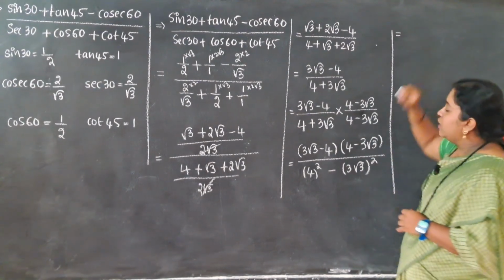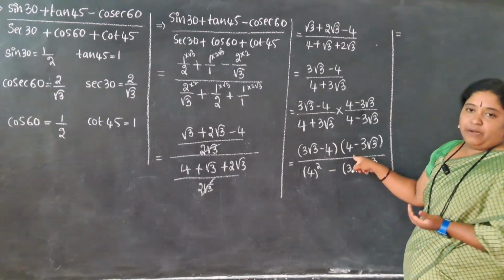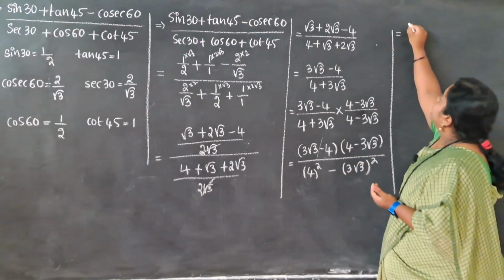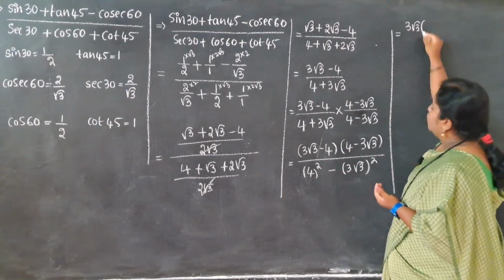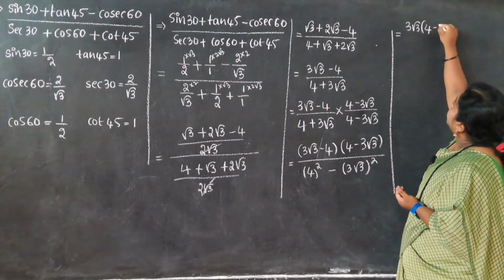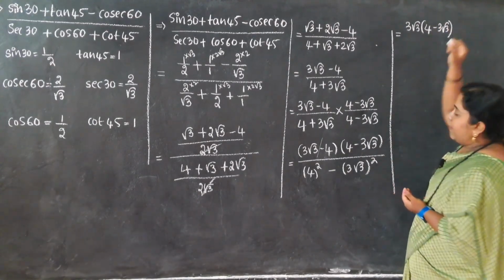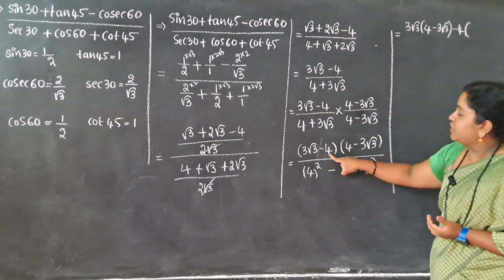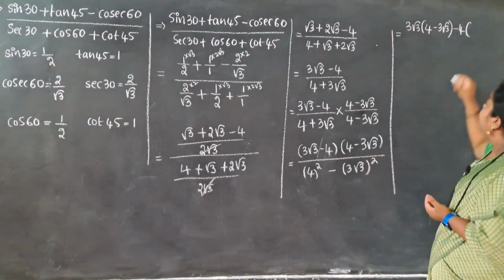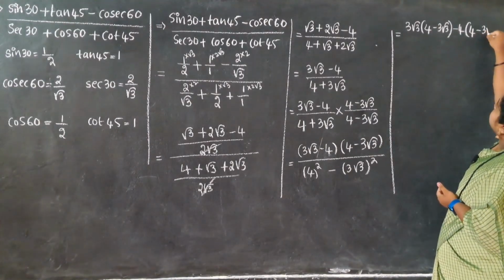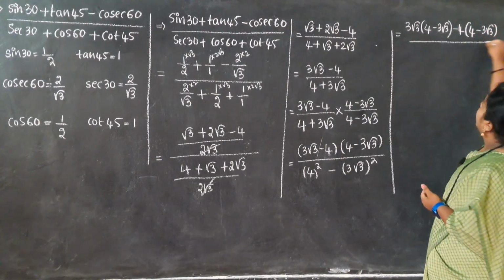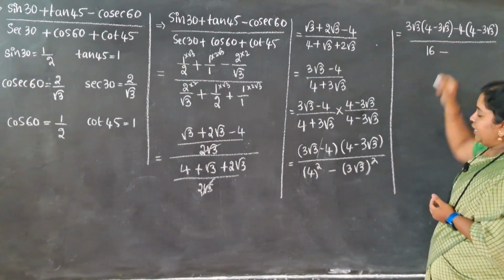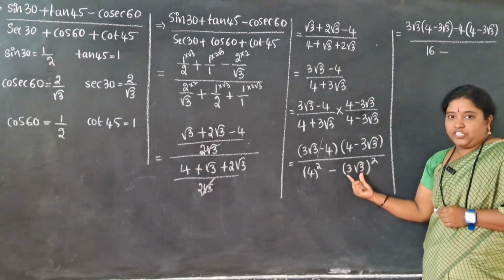Fine. Now look at the board. You need to split and multiply this part. Yes or no? I'll split and multiply. Here I have 3 root 3 into bracket 4 minus 3 root 3, bracket close. I have minus 4 here, second part, minus 4. Again with minus 4 also I need to multiply the whole term, 4 minus 3 root 3, whole divided by 4 square, which is how much? 16. Okay, minus.